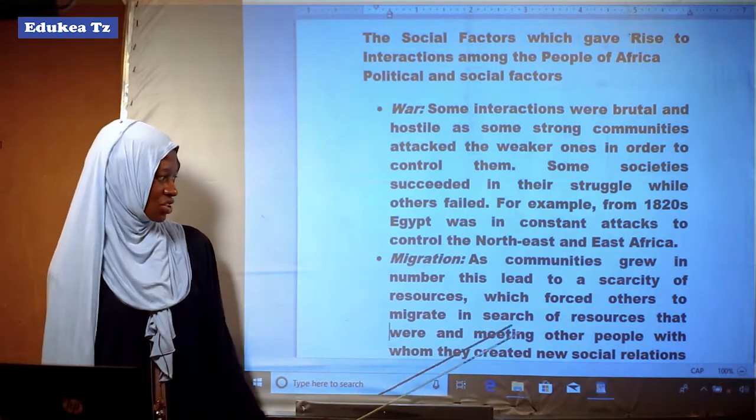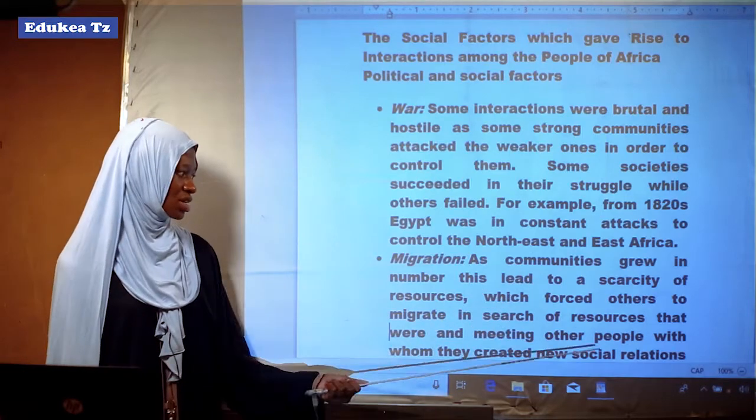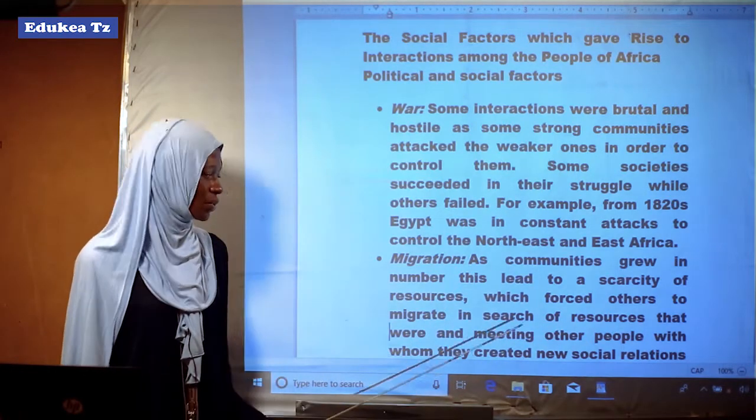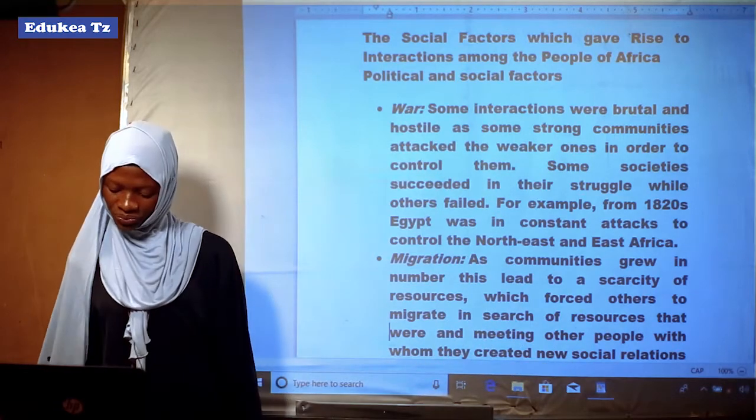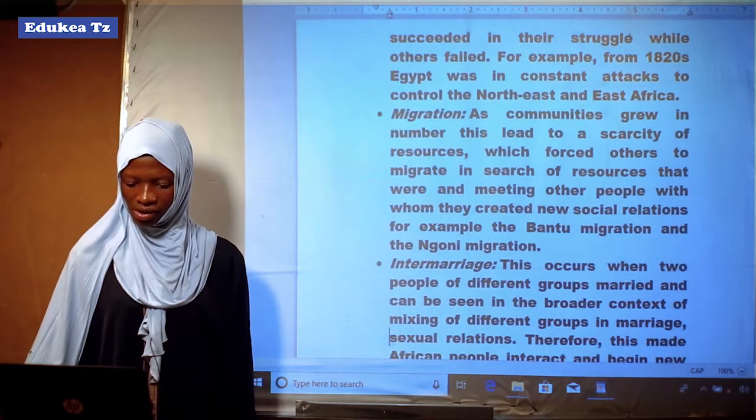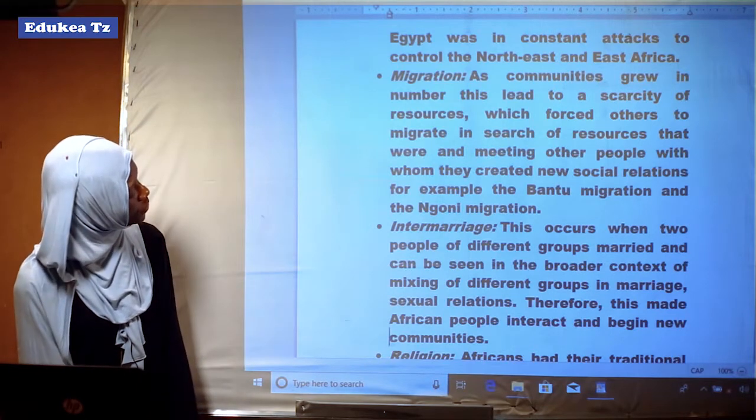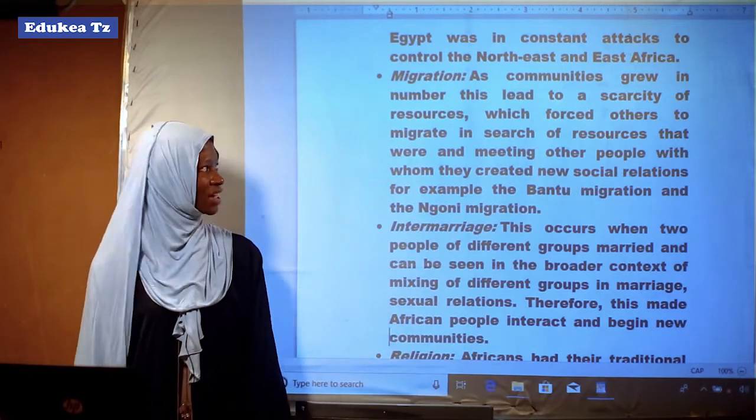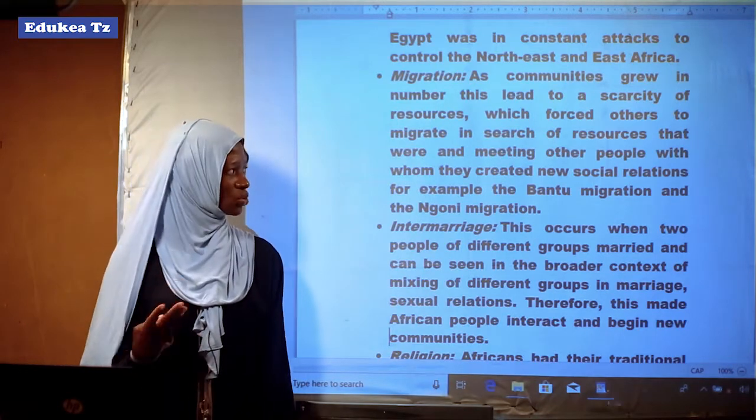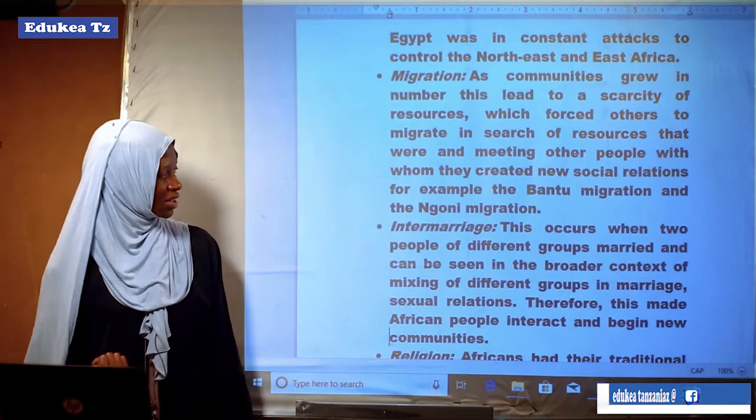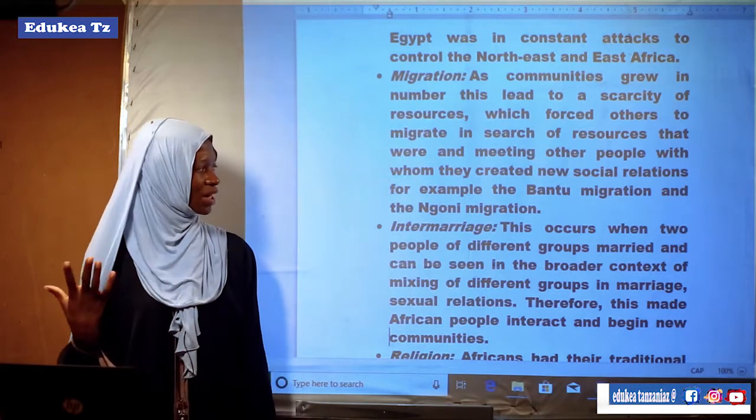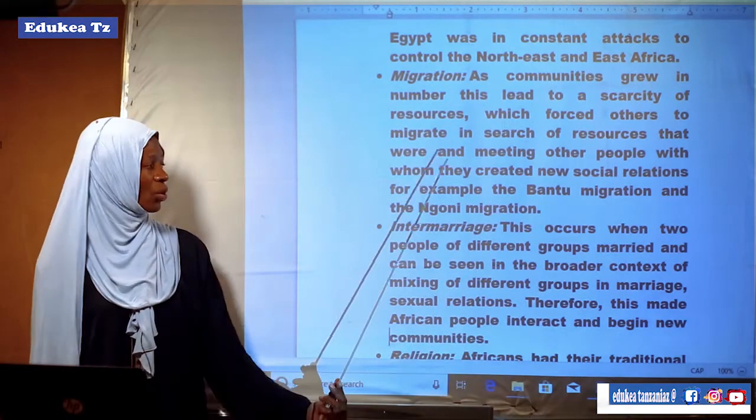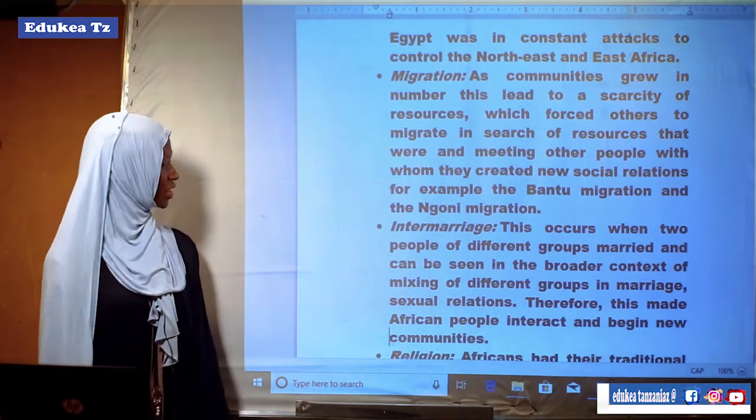The next one is migration. As communities grew in number, this led to scarcity of resources, which forced some to migrate in search of resources, meeting other communities and other people with whom they created new social relations. People started to migrate from their homeland, their society of origin, to another society. The commonly known examples here are the Bantu migration and the Ngoni migration.